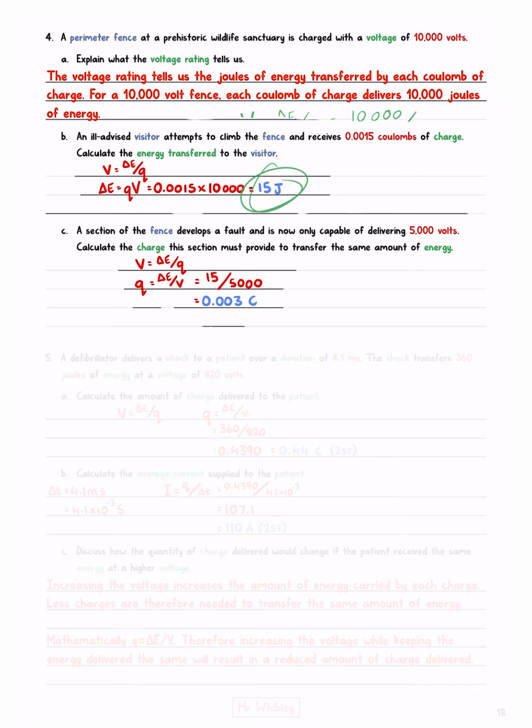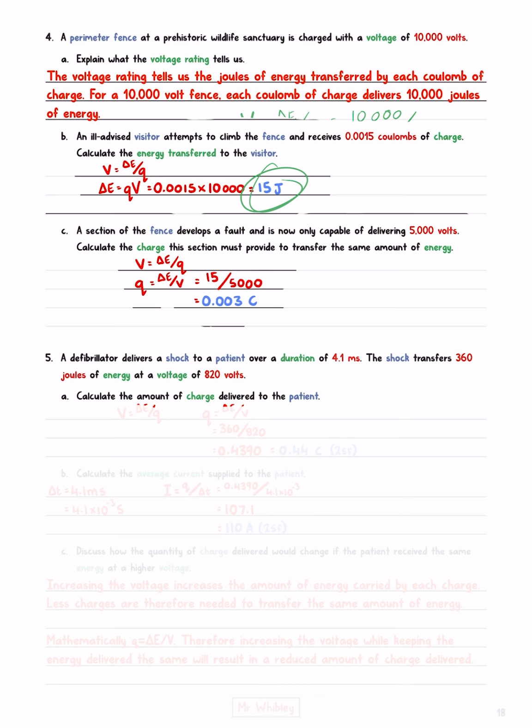Question 5. A defibrillator delivers a shock to a patient over a duration of 4.1 milliseconds. The shock transfers 360 joules of energy at a voltage of 820 volts. Calculate the amount of charge delivered to the patient.